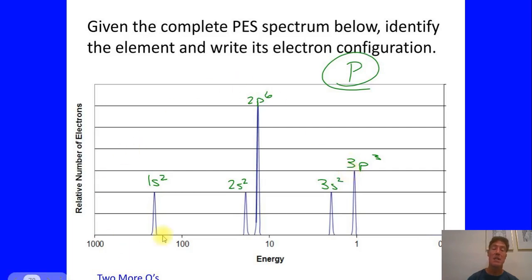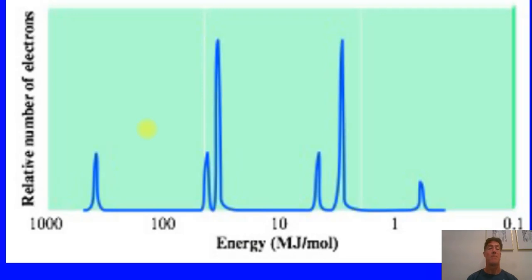So every one of these is going to be like a thumbprint. Every element is going to have its own unique PES that corresponds directly to its unique electron configuration. So again, this is a PES chart. This is 1s2, 2s2, 2p6, 3s2, 3p6, 4s looks like 1. So this looks like it would be potassium, if I'm not mistaken. So it's the first element that has a 4s1 electron.